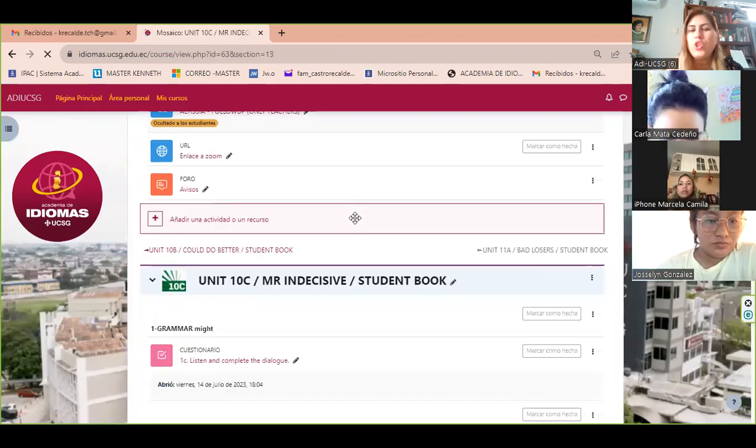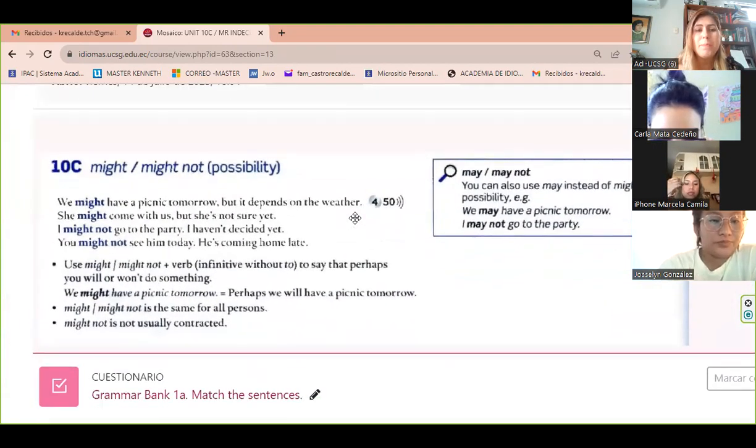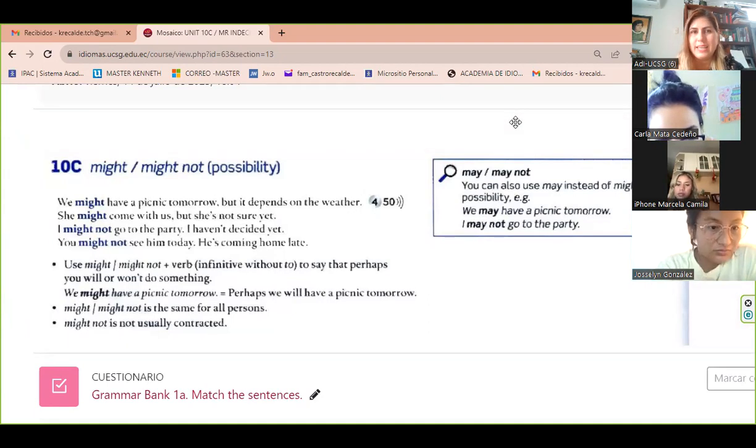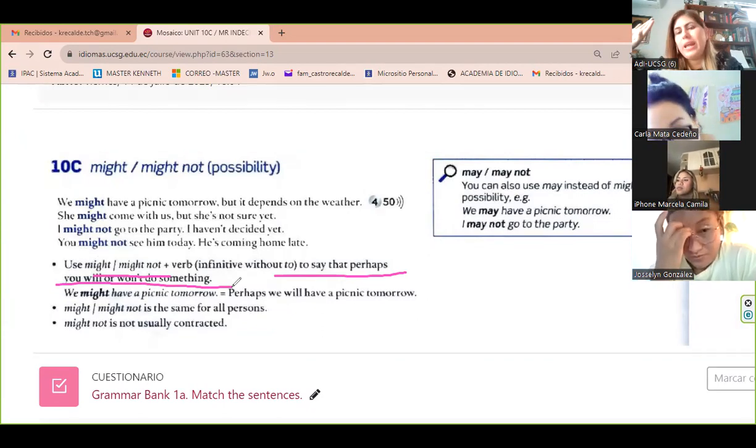So let's see, when do we use might? Very, very easy. This class is super easy. So we use might, and the negative of might is might not, plus a verb in infinitive, to say that maybe or perhaps you will do something or you won't do something. That is the key. Let me highlight it here in a pink color. So we use might or might not to say that perhaps you may or you may not do something. For example, we might have a picnic tomorrow. So maybe or perhaps we will have a picnic tomorrow. It's a possibility.